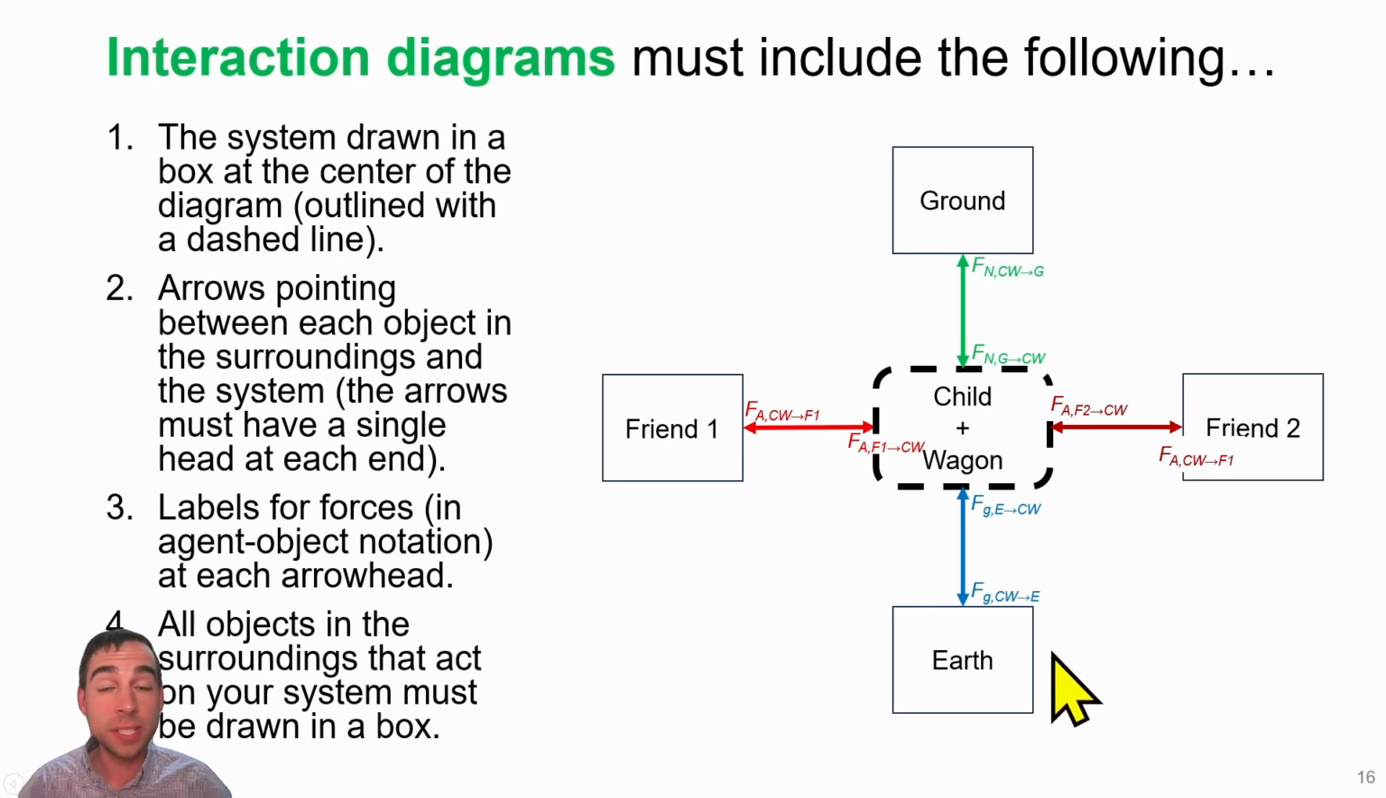For example, you can see that there will be a gravitational force between the Earth and our system. I've labeled this as the force of gravity from the Earth acting on the child in the wagon. But according to Newton's third law, the child in the wagon will also exert a gravitational force on the Earth. There's also a normal force between the system and the ground, and an applied force between both friends and our system. That'll cover everything for Unit 3B.